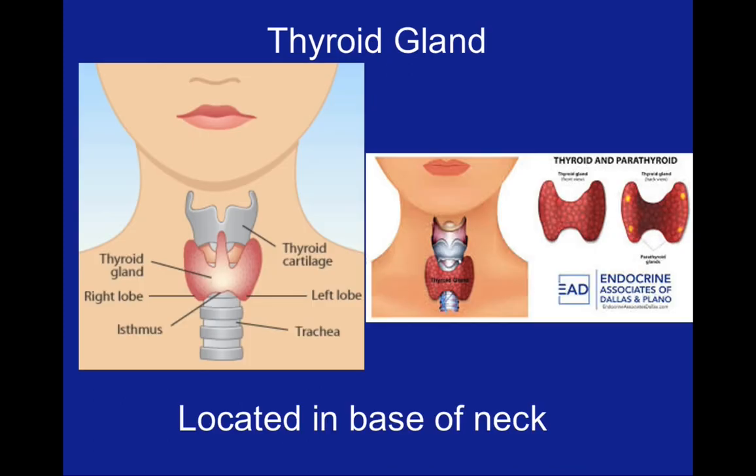The thyroid gland is our next endocrine organ we're going to discuss. This is found here at the base of the neck. On the backside of the thyroid gland, we'll find these little spots, which are the parathyroid glands. And so from the thyroid gland, we have two secretory products, and from the parathyroid gland, we'll only have one.